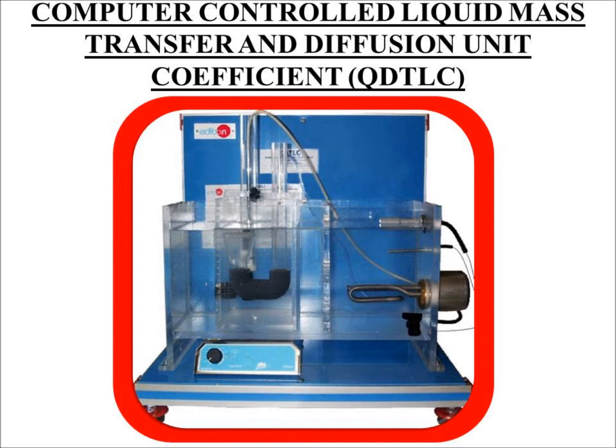The Computer Control Liquid Mass Transfer and Diffusion Unit Coefficient consists of a small volume tube with a filtering cell that has a certain number of pores at one of its ends. A concentrated solution of salt, sodium chloride, needs to be poured inside, and then the tube is introduced in a vessel with pure solvent, in this case distilled water. Once this is done, the diffusion process starts and it will be indirectly measured by the conductivity data.